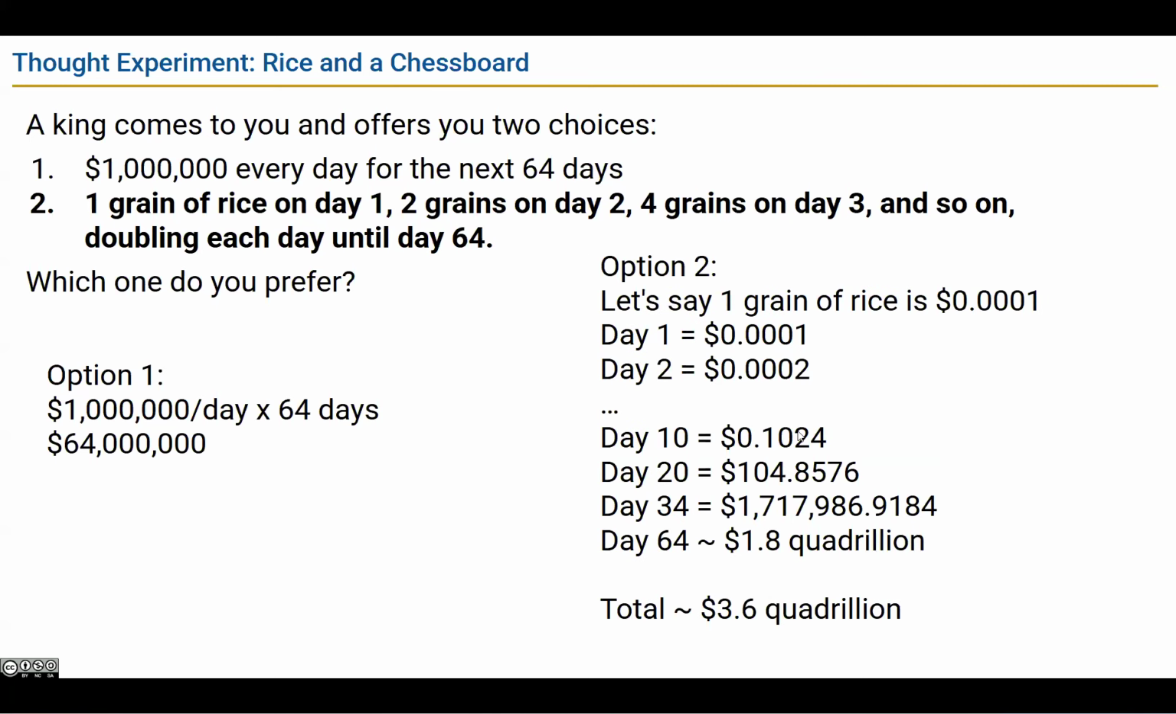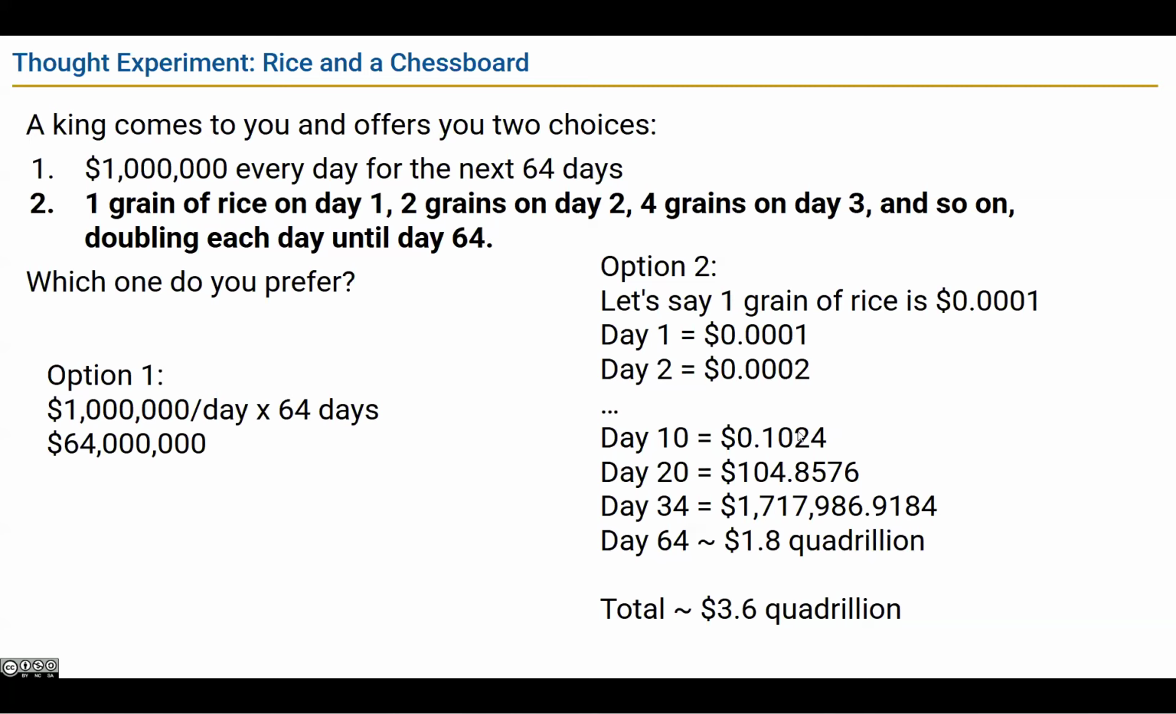By day 20, we're about $104. Day 34, we are already at $1,717,000. Around day 50, we hit approximately the entirety of all rice crops that are produced on Earth each year, which means that everyone else on the planet is now going hungry. We failed to solve world hunger with that, sorry. And by day 64, we are at about $1.8 quadrillion, which is just about the total economic value of everything that has been made by humans in all of history.